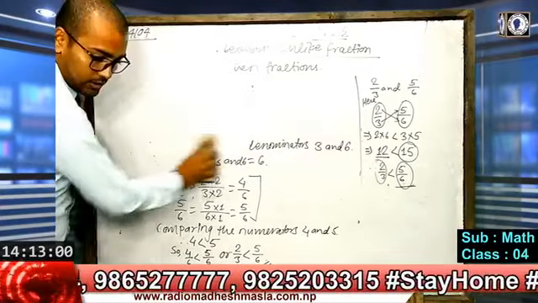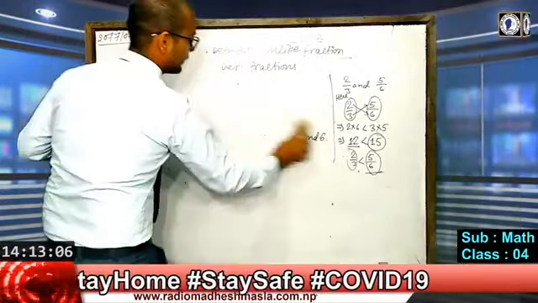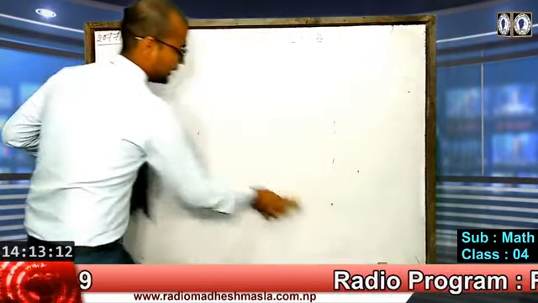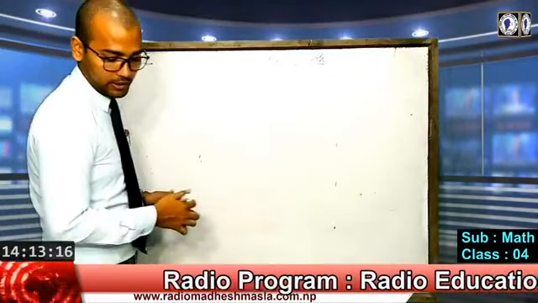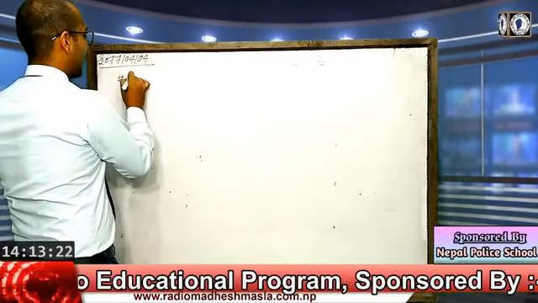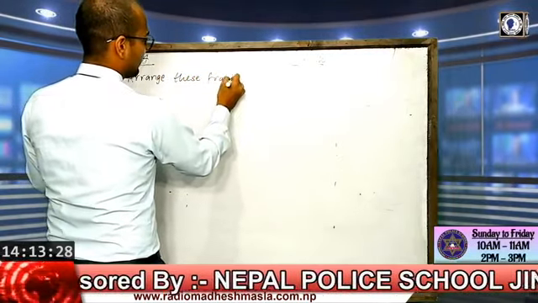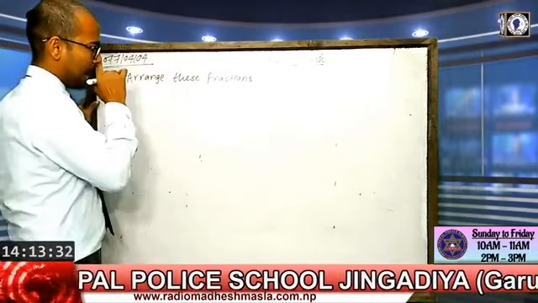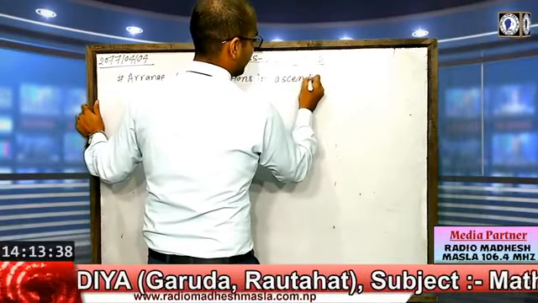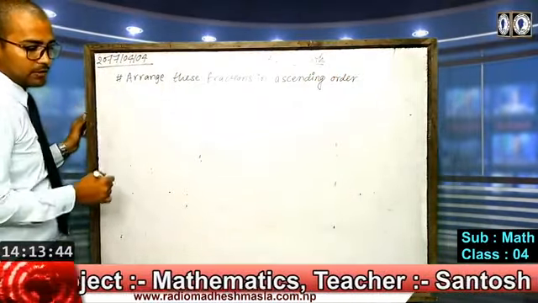Then after, we have the ascending and descending arrangement of the fractions. This is the next thing we need to discuss today. Sometimes we may have questions like: arrange these fractions in ascending order.